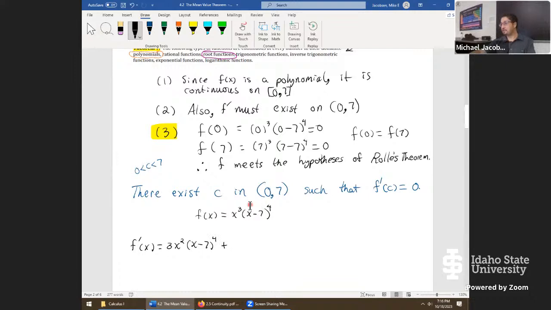Then plus for the product rule. This time we're copying x cubed, so there it goes. And now we multiply by the derivative of this function. Now we have to be careful, sort of. This is a chain rule, right? The outer function is the power 4 function. The inner function is not x, it's x minus 7. So this is a bona fide chain rule problem.